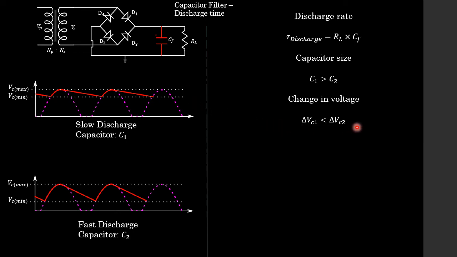But if we have a much smaller capacitor, we're going to have a bigger ripple because we're going to have a faster discharge. This bigger ripple from VC max to VC min is going to be a bit further away from what we're looking for, which is a very nice straight line for our DC output.